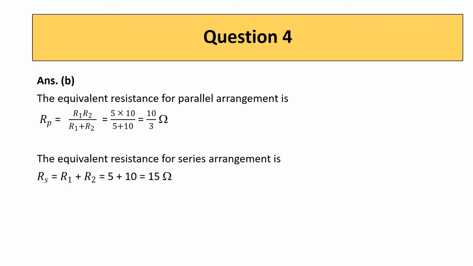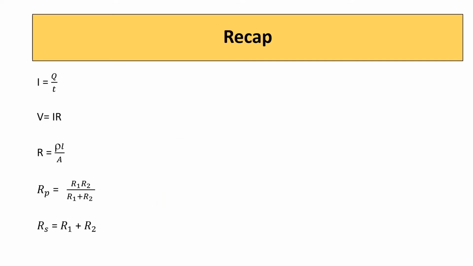The equivalent resistance for parallel arrangement is R1 R2 by R1 plus R2. 5 into 10 by 5 plus 10, which is equal to 10 by 3 ohms. For series arrangement, R1 plus R2, that is equal to 15 ohms. In this session, we have done some numericals based on these formulas.